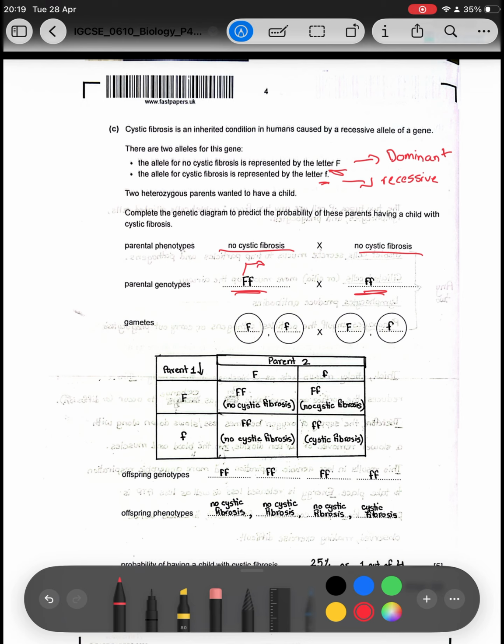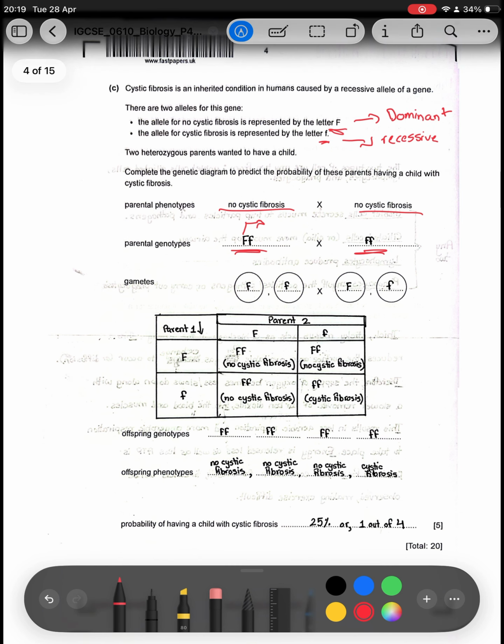So the dominant allele is preventing the cystic fibrosis in them, but they are heterozygous, so there's a 1 in 4 chance of it being passed on, which we are going to look at now. So the gametes are capital F, small f, capital F, and small f. So parent 1 has these two, parent 2 has these two, they are the same.